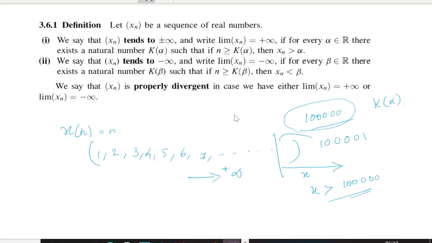Now we say that Xn tends to minus infinity, and we write limit of Xn equal to minus infinity, if for every beta belonging to R there exists a natural number k of beta such that if n is greater than k beta, then Xn is less than beta. Here we have seen that Xn is greater than alpha. But when it tends to minus infinity, your xn value should be less than beta. Now we say that xn is properly divergent in case we have either limit xn tends to infinity or limit xn tends to minus infinity.